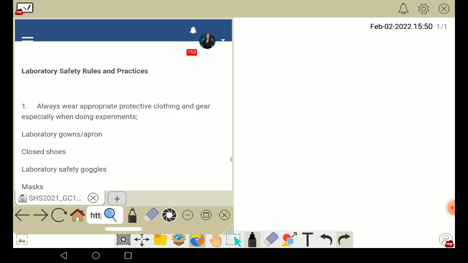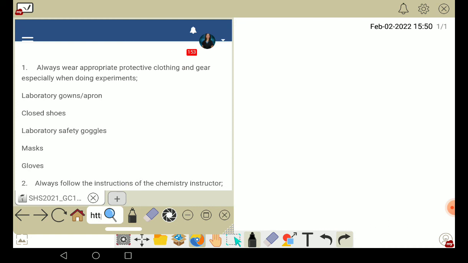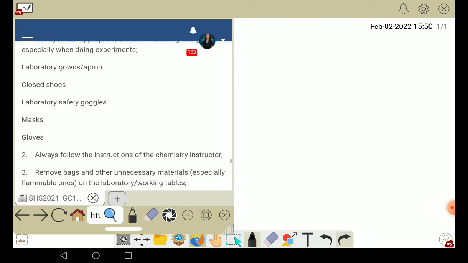Okay, now these are the following common laboratory safety rules and practices. First is always wear appropriate protective clothing and gear, especially when doing experiments. So there are special gears that we need to use when we are entering the chemistry laboratory. Examples for this are laboratory gowns and aprons, closed shoes, laboratory safety goggles, masks, and gloves.